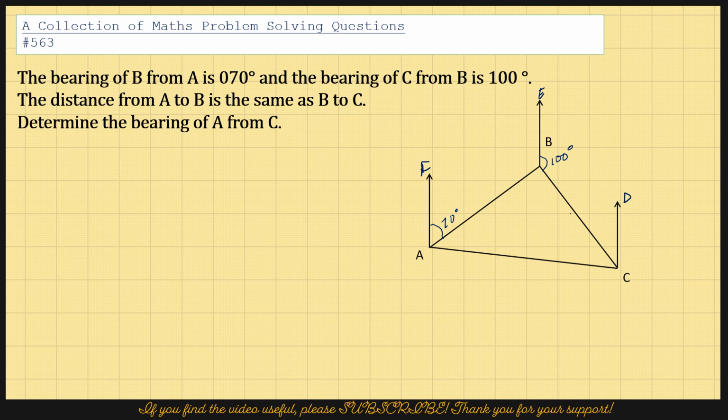Then we need the distance from A to B. A to B is the same as the distance from B to C. Determine the bearing of A from C. So from C, so this is what we need to find out. What is this angle? So that's what we need to find.